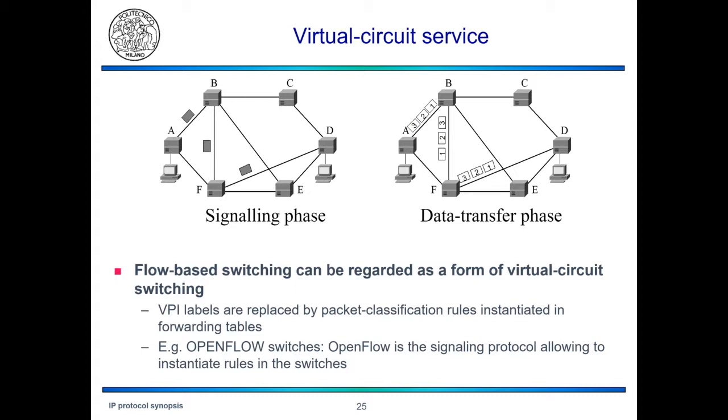And once these intermediate nodes are configured so that the flow can be recognized by the intermediate nodes, then forwarding of packets through the intermediate nodes is very immediate. It's not based on a simple lookup in a table, but is based on the packet classification process that we will see later on. So it can be regarded in some way as a form of virtual circuit switching.